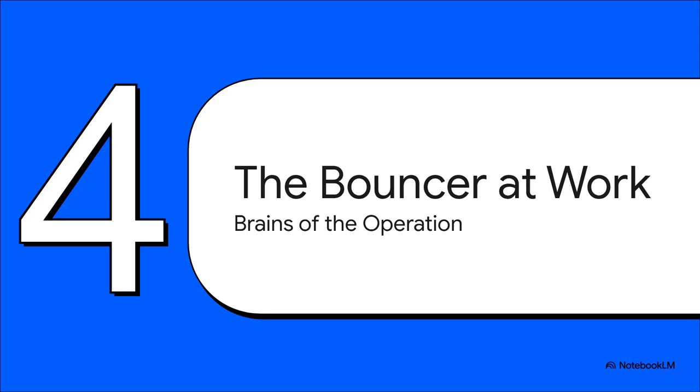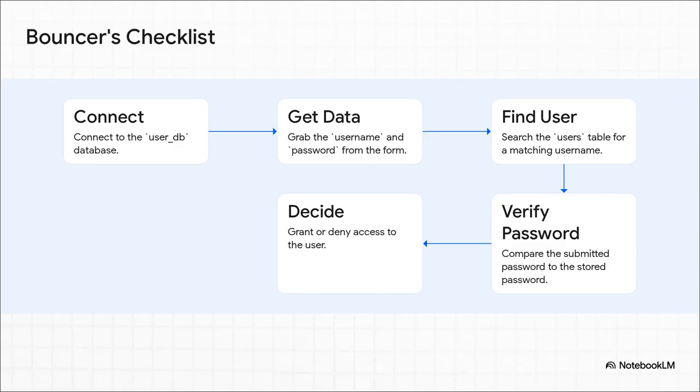And now for the main event. The user has filled out the form and hit submit. Their ID card is in our bouncer's hands. Let's see how our PHP script handles it. This is where the magic happens, where the actual decision to grant or deny access gets made. Our bouncer is really methodical, follows a super strict checklist.